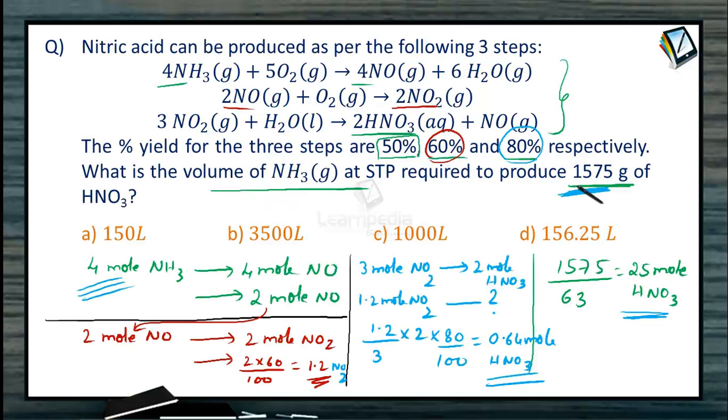So our answer is option B. Is it clear? From the equation, first we calculated the number of moles of nitric oxide formed. Along with it, by considering the percentage yield, from that value we calculated the number of moles of NO2 formed. Again by using a 60% yield, and from that we calculated how many moles of nitric acid formed, and that too with 80% yield. So we are getting this much quantity of nitric acid from 4 mole of ammonia, and we require 25 mole of nitric acid. So how many moles of ammonia we require? Convert that one into volume by multiplying with 22.4. You get the final answer.